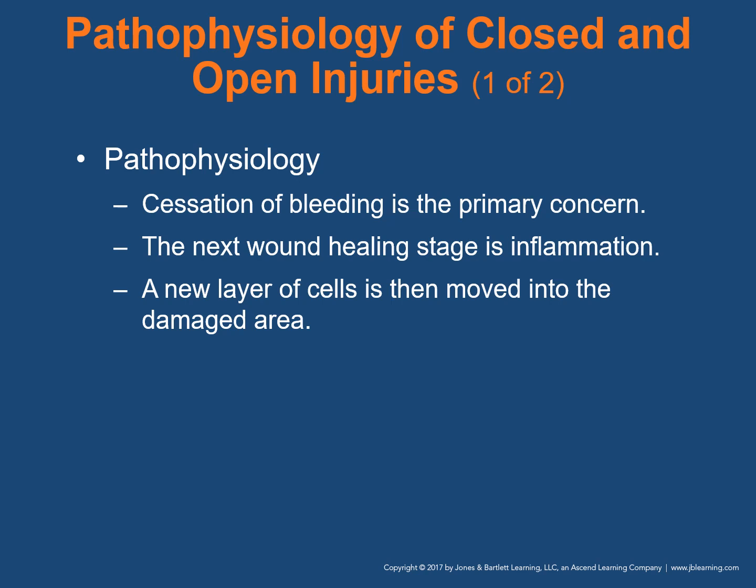Now let's discuss the pathophysiology of closed and open injuries. The pathophysiology includes healing of wounds, which is a natural process that involves several overlapping stages, all directed toward the larger goal of maintaining homeostasis or balance. Cessation of bleeding is the primary concern. Loss of blood hinders the provision of vital nutrients and oxygen to the affected area, and it also impairs the tissue's ability to eliminate wastes. The end result is abnormal or absent function, which interferes with homeostasis.